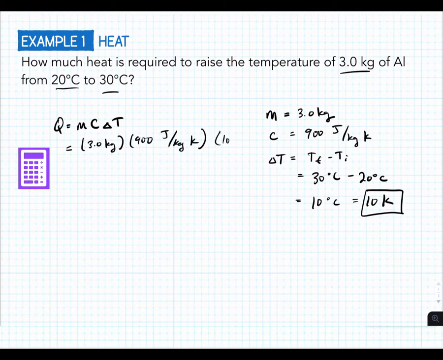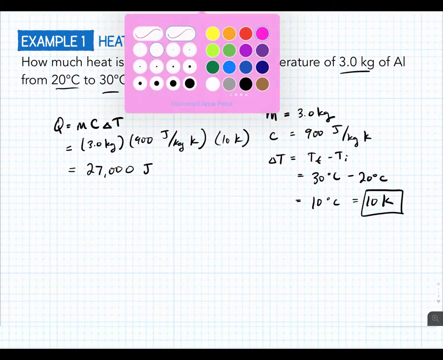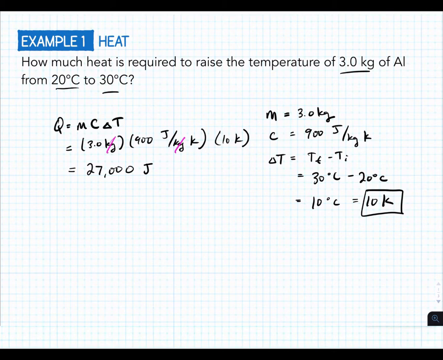kilojoules. So 27 kilojoules. This is the plug-in formula, but I just want to do this kind of problem because I want you to see how the units work, and how to deal with temperature. Q equals MC delta T.